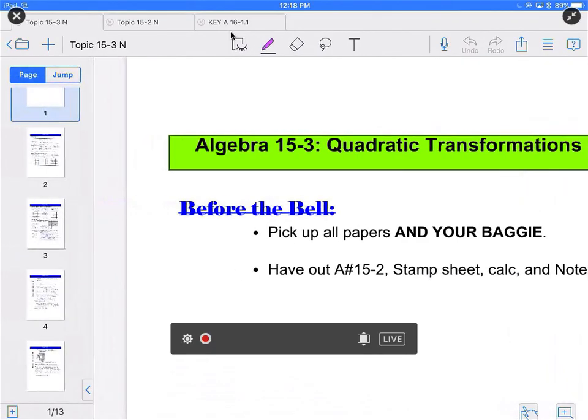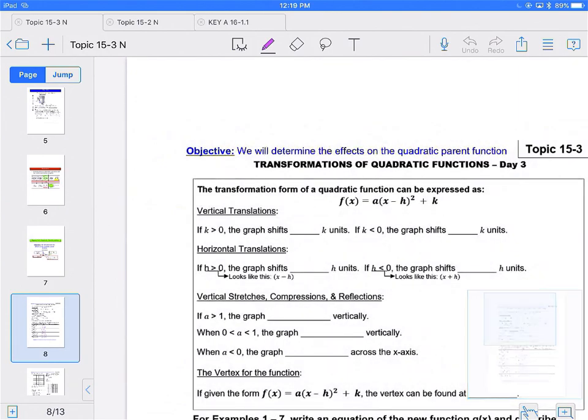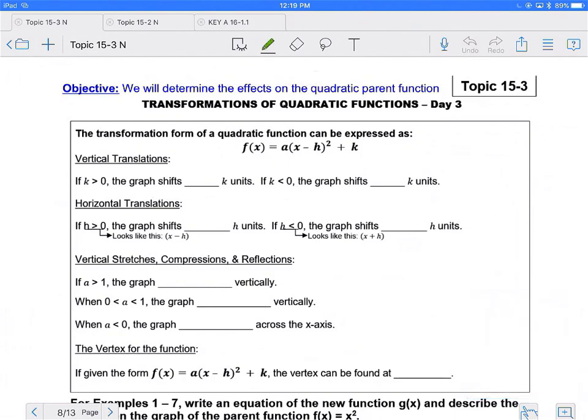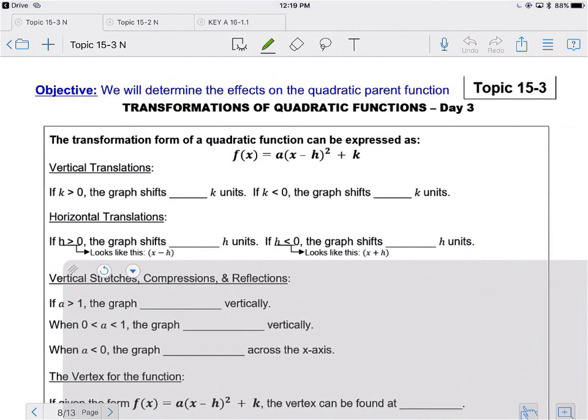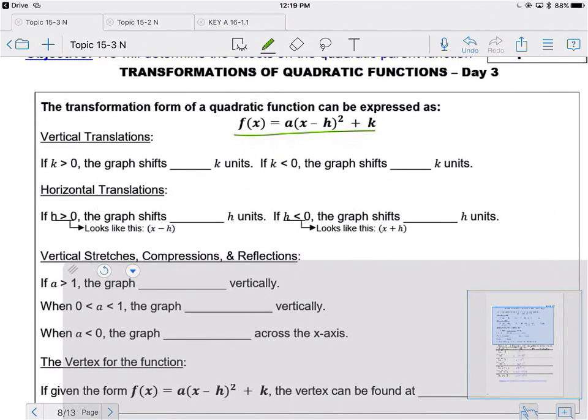This video covers topic 15.3, which looks like this page, Transformations of Quadratic Functions, day 3. So at the top, we are given the transformation form of a quadratic function, and we're told that it is expressed like this. And we are restating what all of these things do.